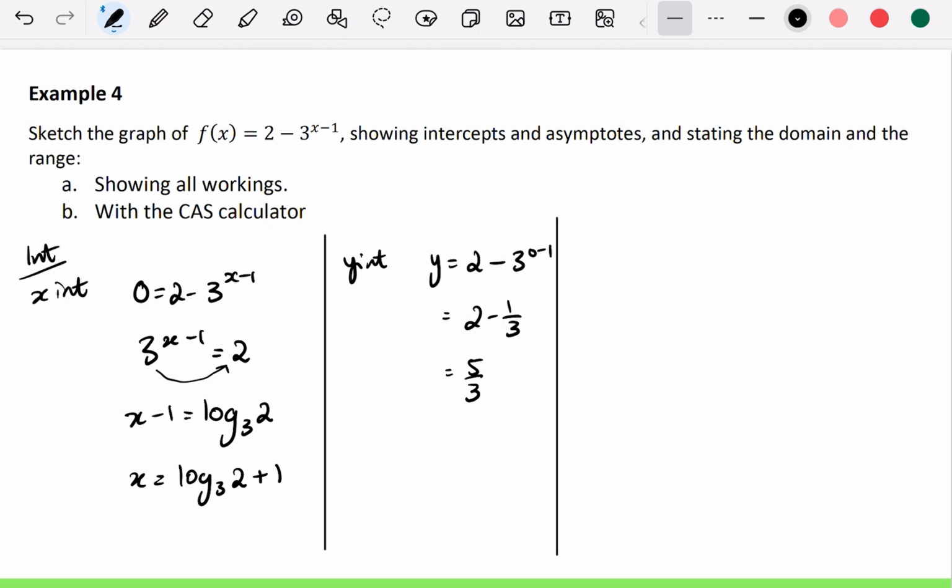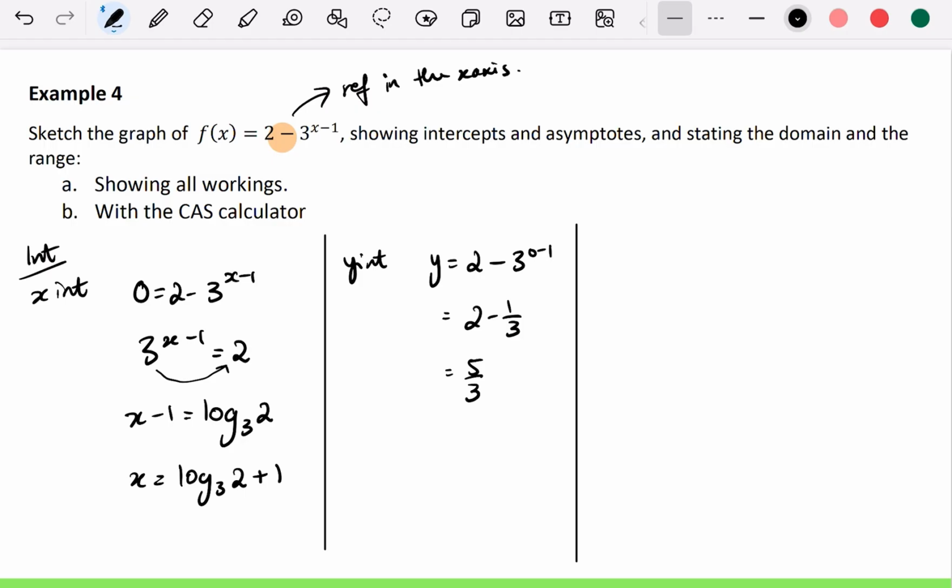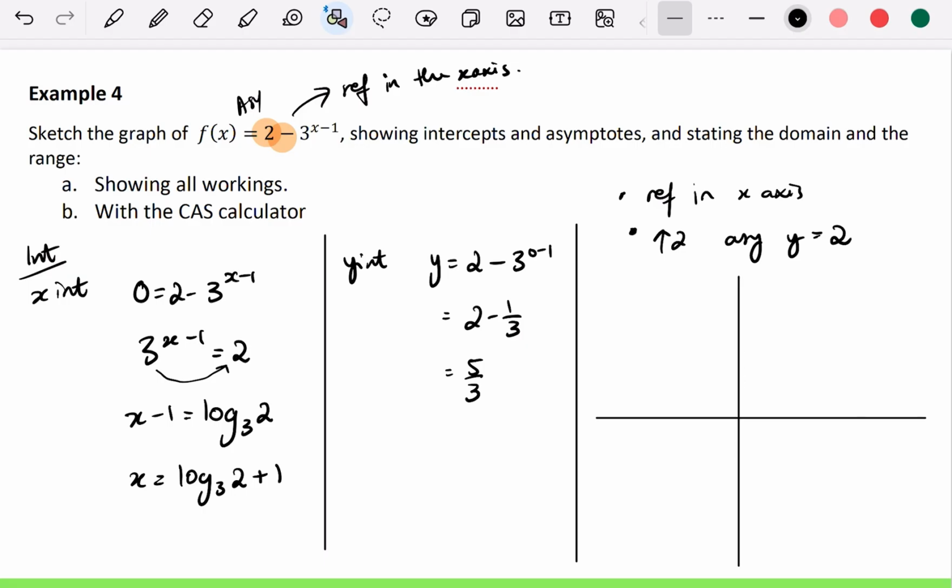Right. In terms of any other transformations that have happened, we can see that there is a negative here. So that negative is going to be a reflection in the x-axis. So just keep that in mind when you're drawing. And of course, one of our key points is that our asymptote is going to be at y equals 2. So I might just quickly write that down. So we've got a reflection in the x-axis. And then because we've gone up by 2, it means that we've got an asymptote at y is equal to 2.